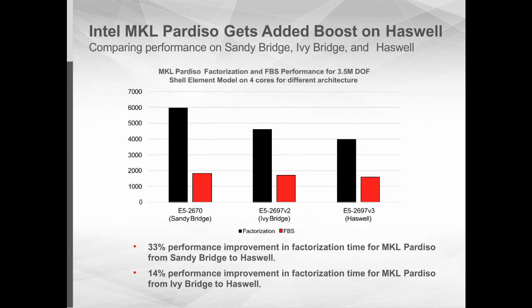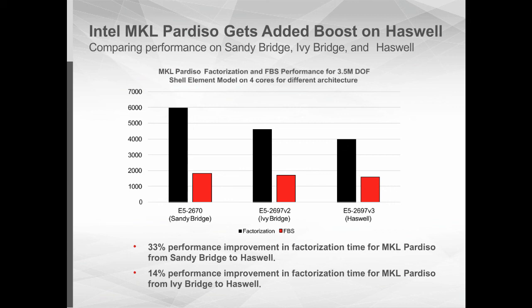Here are some very interesting numbers. With the help of the Intel team, we have also explored just the factorization time and FPS time for a matrix from a Nastran simulation for a variety of architectures. So in this case, we were able to pull out the matrix from Nastran and provide it to the Intel team and let them test performance on Sandy Bridge, Ivy Bridge, and Haswell to give you an idea of the performance differences between these different architectures.